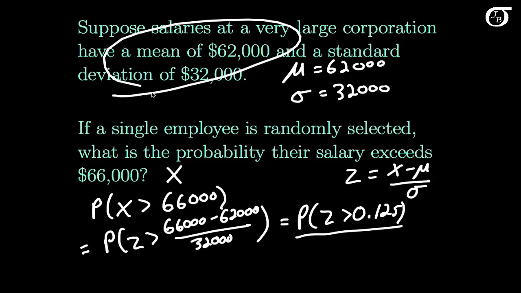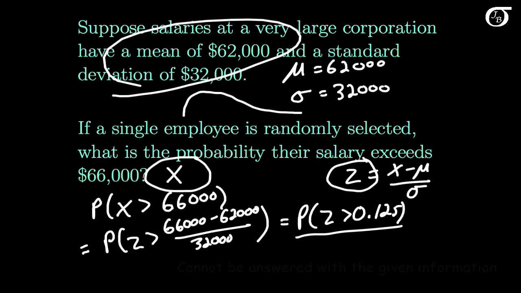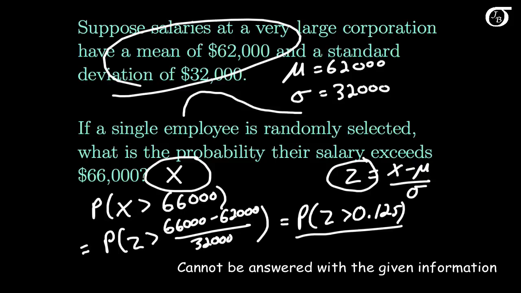Nowhere in this question does it say that salaries are normally distributed. And we've learned previously that salaries are simply not normally distributed typically. Salaries have some right skewness to them. So salaries are not normally distributed. And so this random variable x is not going to have a normal distribution, which means that this random variable z is going to not have a standard normal distribution. And so this question cannot be answered without further information about the distribution of x.